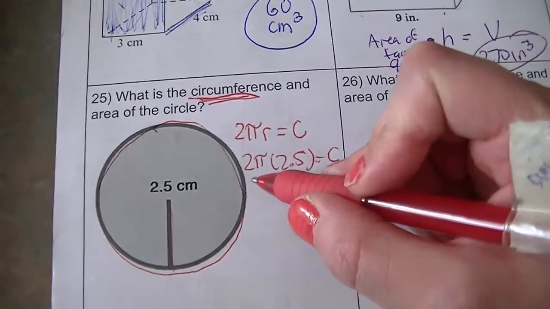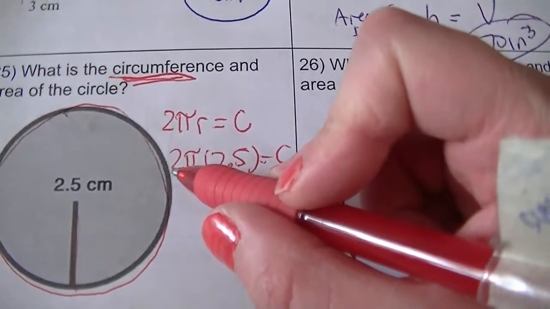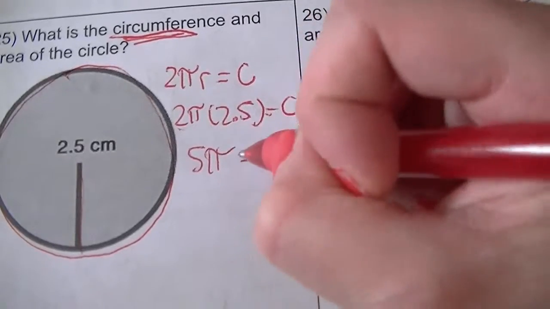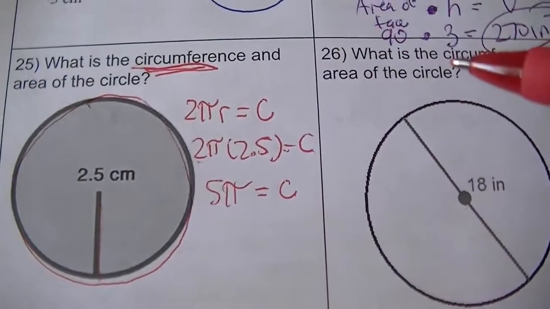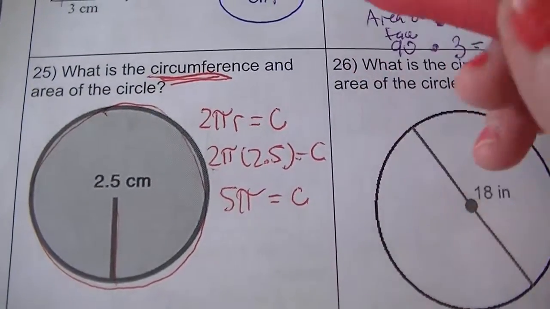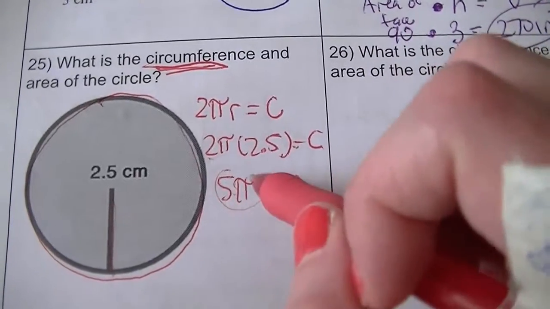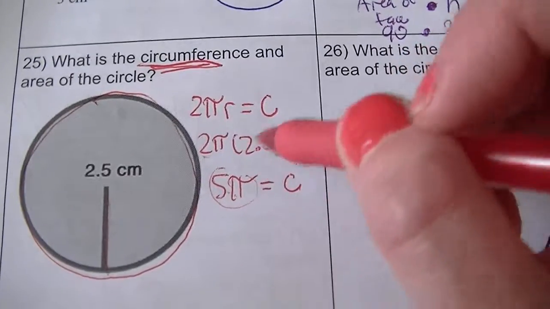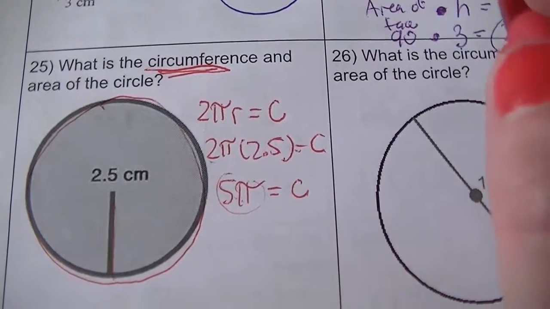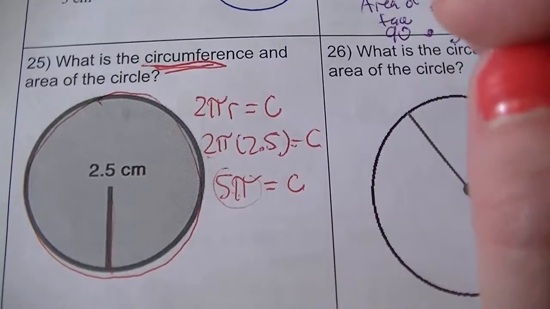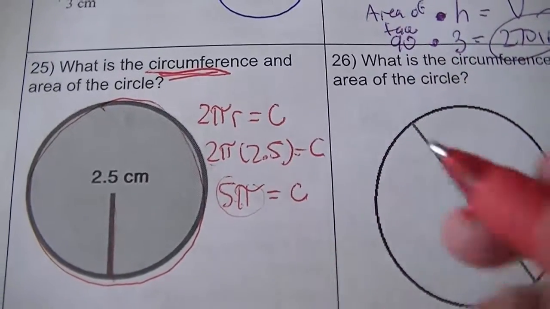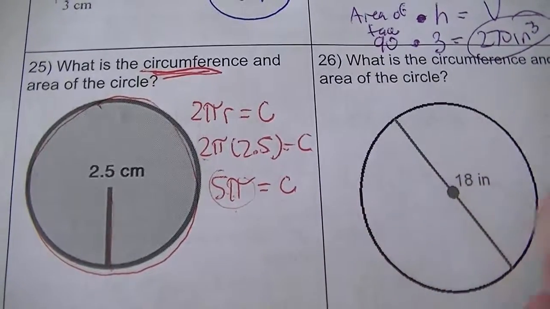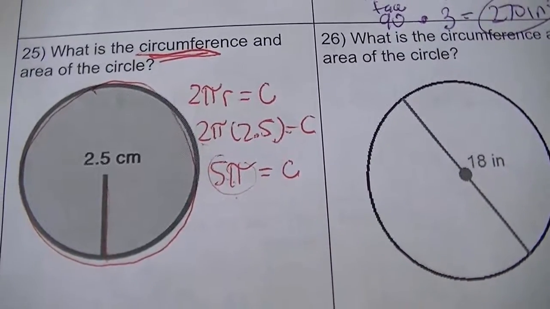You can multiply in any order. I'm going to go 2 times 2.5, which is 5. So I have 5 pi equal to the circumference. That's the most exact answer. Now the directions aren't very clear whether they want you to keep it in terms of pi, which would be this, or use 3.14 to substitute it in, or use the pi button on your calculator, or use the fraction 22/7. Since it doesn't specify, I can keep it like this, but let's go ahead and use the pi button on our calculator. 5 times pi.